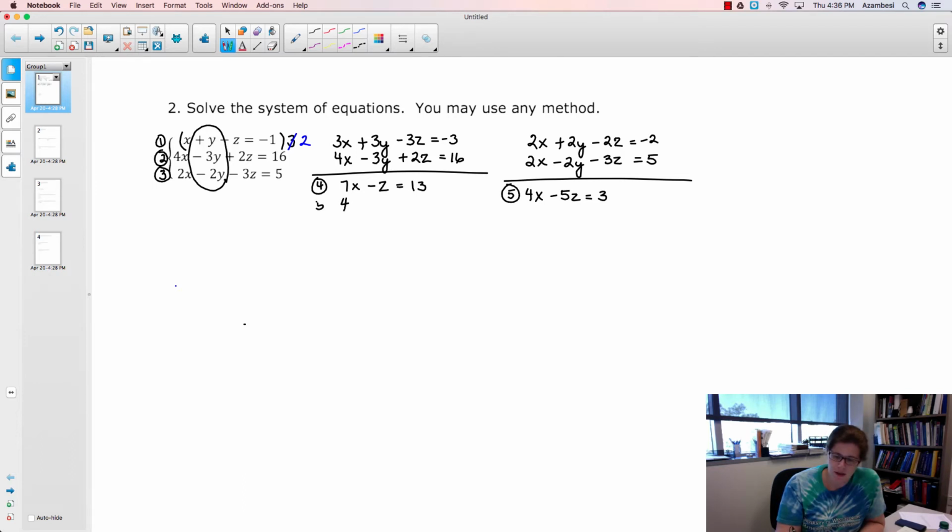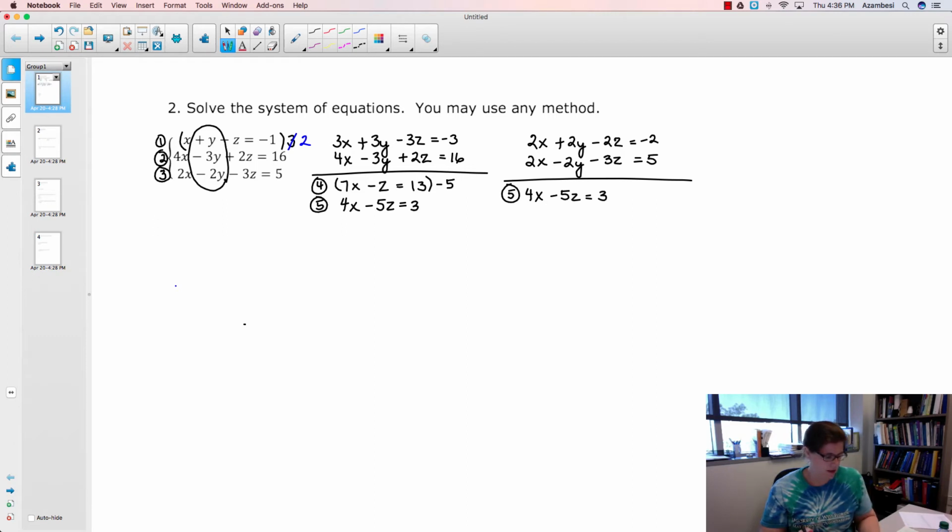I'm just going to line it up so I can compare them. So 4x minus 5z is equal to 3. Now if I want to try elimination to work through these two, then I need to multiply this equation by -5. You're going to need a calculator on this test. You can probably do this arithmetic in your head, but you're going to need a calculator on this test.